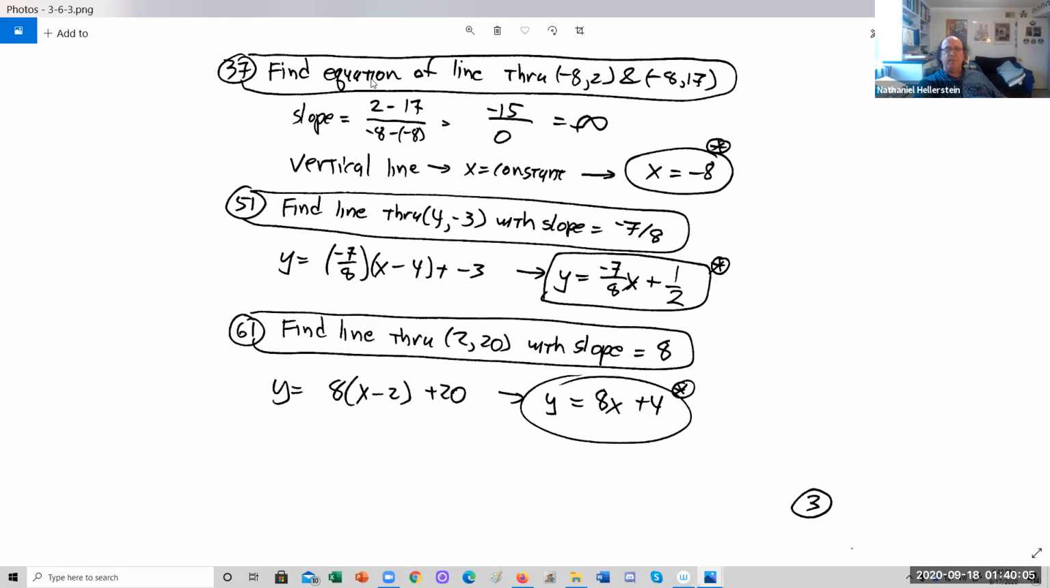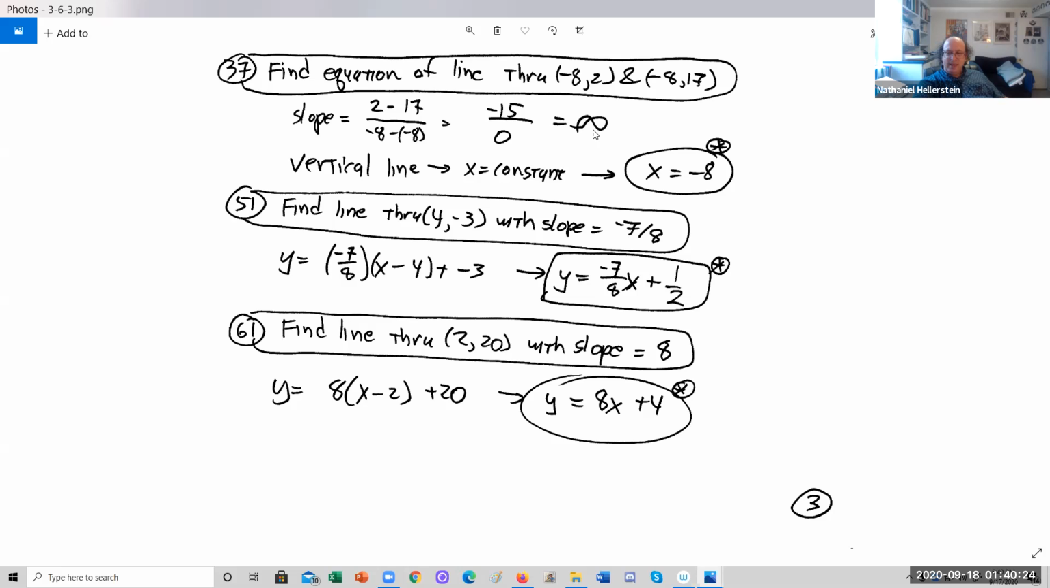Oh, here's a cute one. Find the equation of a line through (-8, 2) and (-8, 17). All right, change the slope. Change in y is 2 minus 17 over change in x, negative 8 minus negative 8. Uh-oh. Negative 8 minus negative 8 is 0. You get negative 15 over 0, which is infinite.